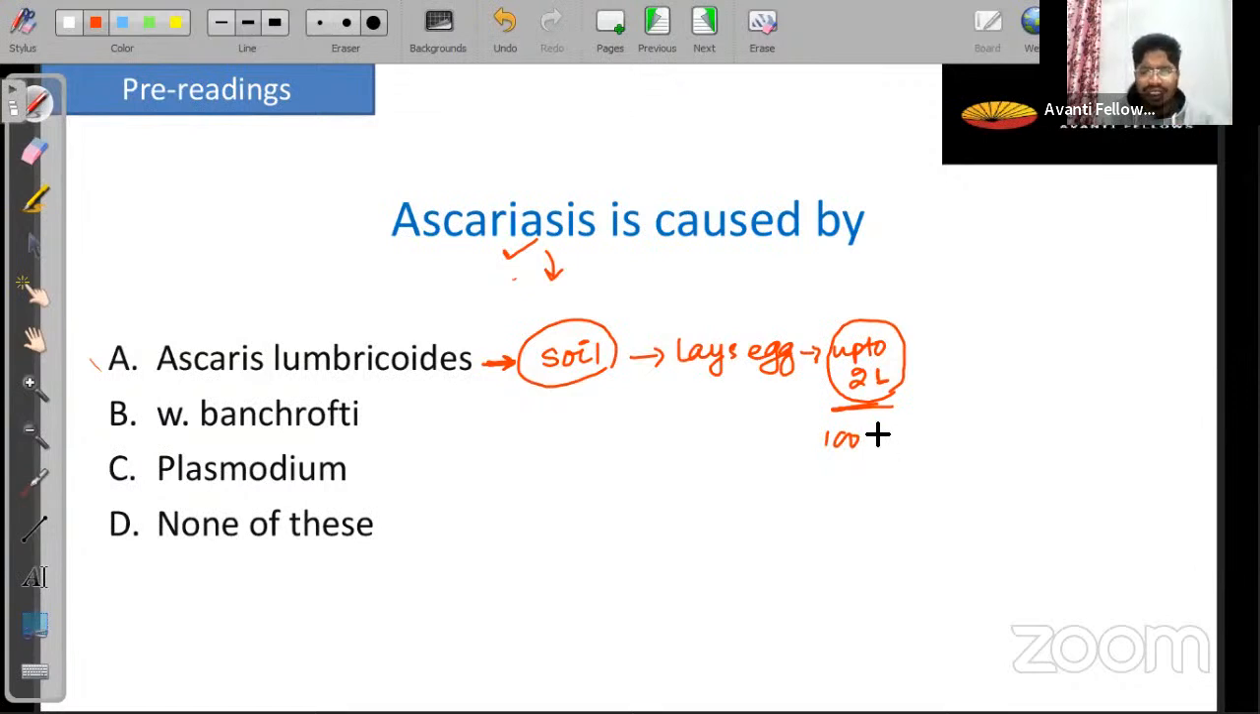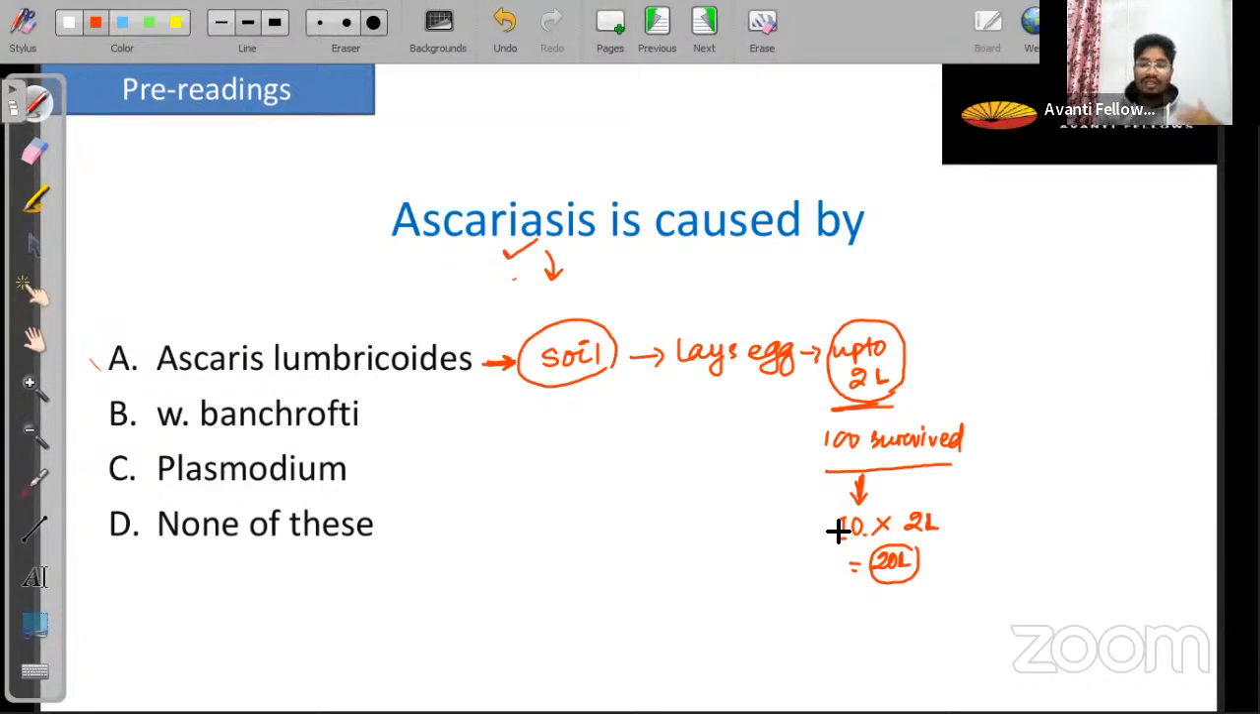Consider this situation, only 100 survived, right? Now remove even that, consider that only 10 survived. Now these 10 Ascaris lumbricoides will be laying 2 lakh eggs each. It means 20 lakh eggs will be produced, and if they hatch, then a vast number of Ascaris lumbricoides will be accumulating in our body.